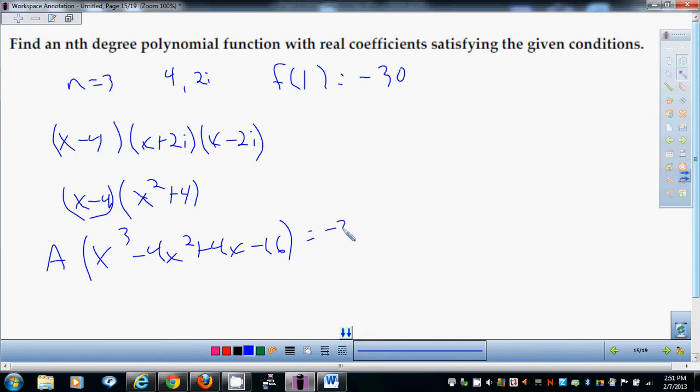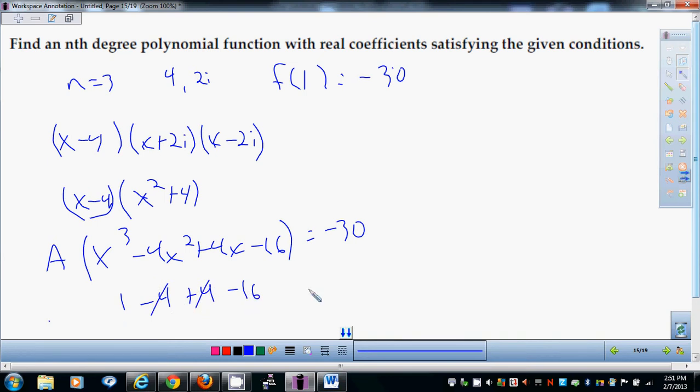I'm going to sneak back up here. No, I'm sorry, positive 1. Positive 1 right there. So negative 4 plus 4 is going to cancel. 1 minus 16 equals negative 15. So negative 15a equals negative 30, divided by negative 15, and you should get a is 2.